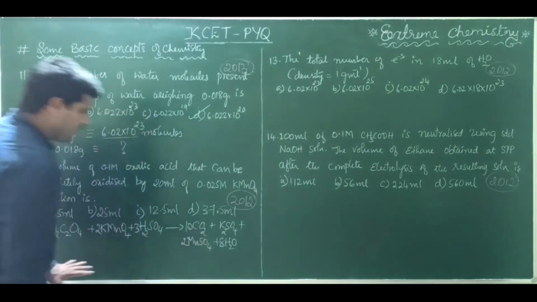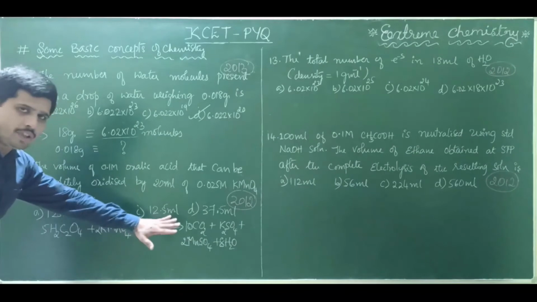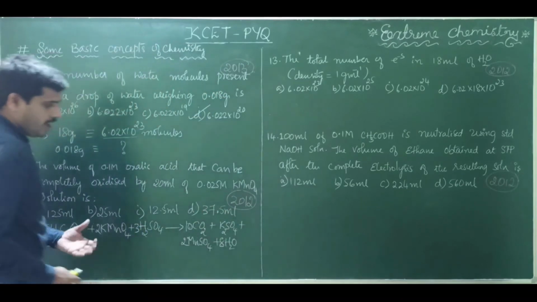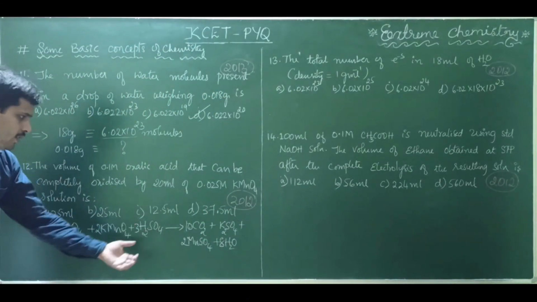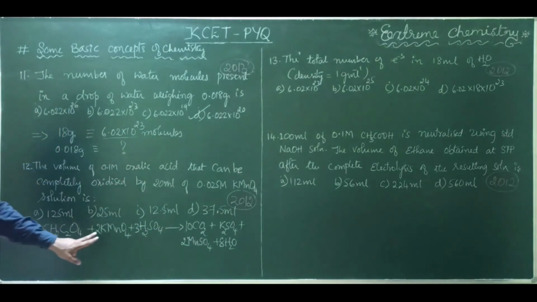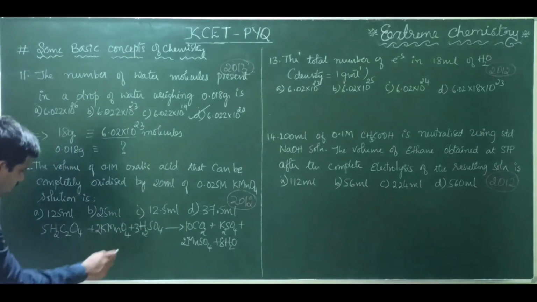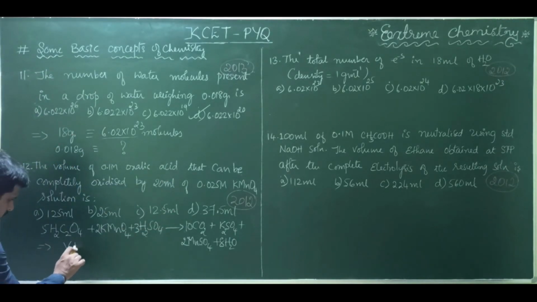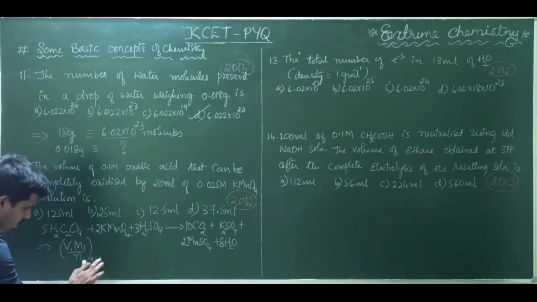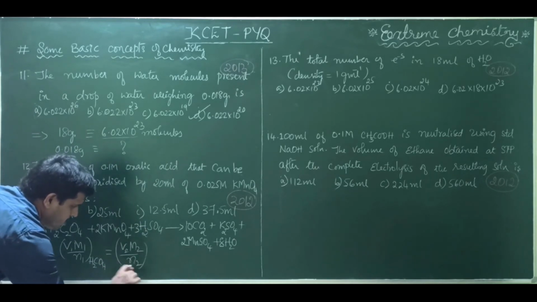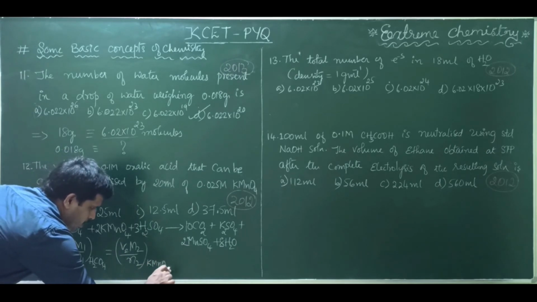I'm not explaining here how to balance this equation, but to compute this problem at a faster rate, you're supposed to remember the equation or at least the ratio. It is 5 moles of oxalic acid and 2 moles of KMnO4. If we know that directly, we can apply the formula: V1M1 by N1 for oxalic acid, H2C2O4, should be equal to V2M2 by N2 for KMnO4. So your problem is completed, dear student.